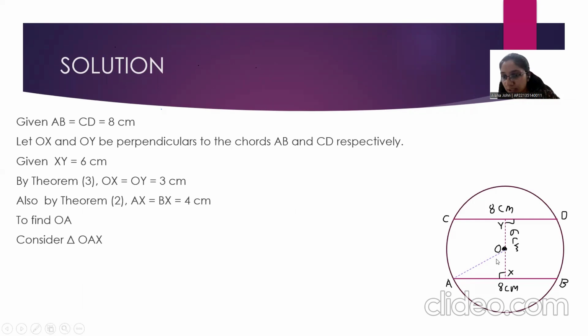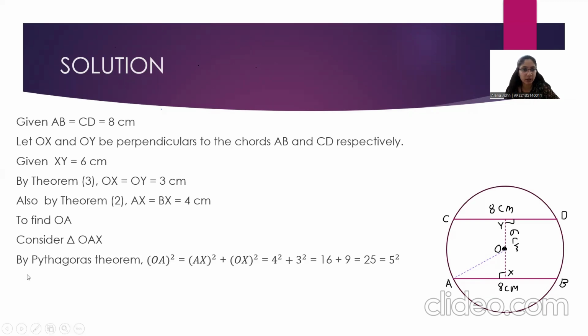Okay. So what we can say in this triangle? It is a right angled triangle, right? We know the distance of OX. OX is 3 centimeters. And also we know the distance of AX. It is 4 centimeters. So what we can do to find OA? Yes, in order to find OA, we can simply apply the Pythagoras theorem. So here is the Pythagoras theorem. By Pythagoras theorem, hypotenuse square, OA square equal to AX square plus OX square.